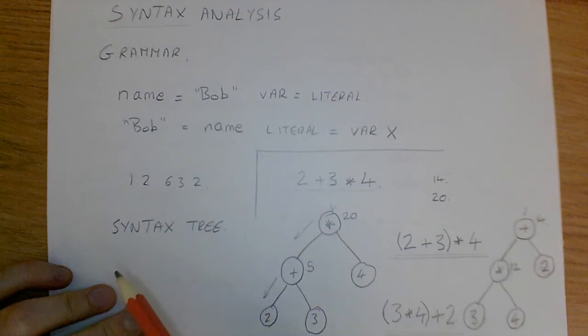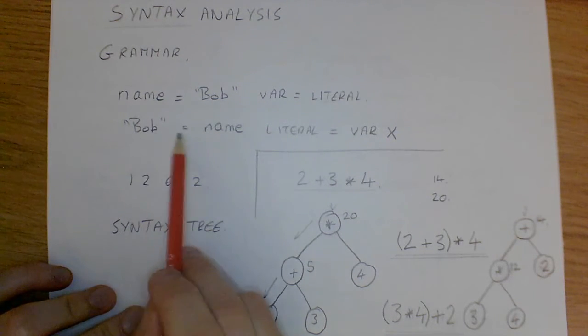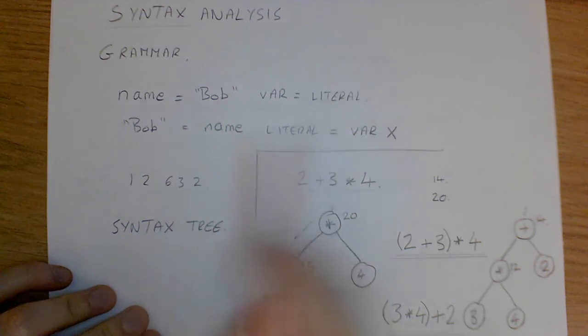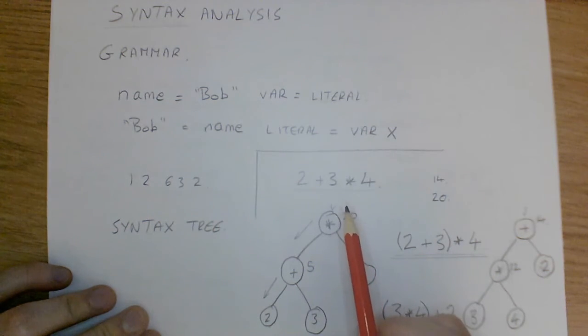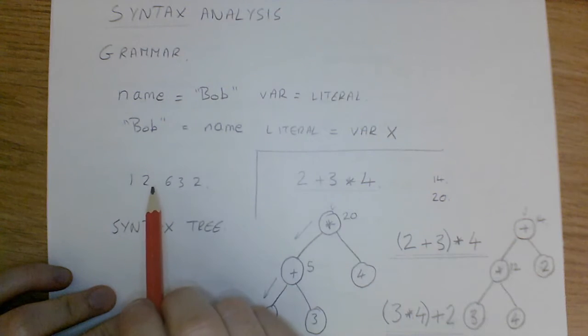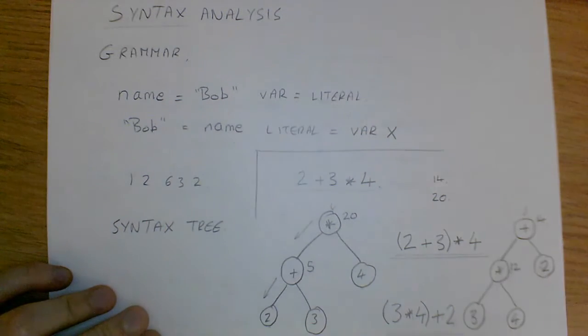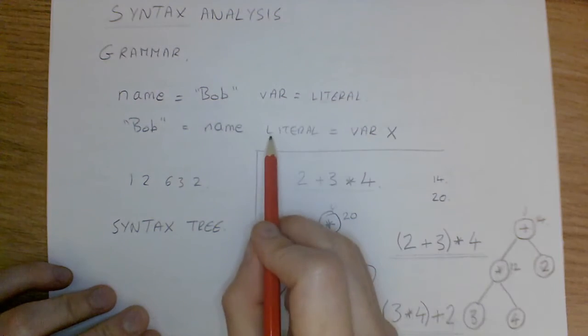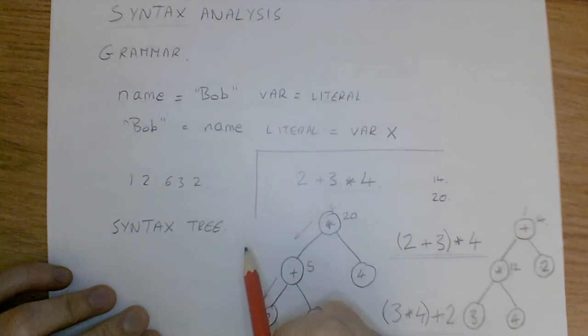However, a grammatically incorrect way of writing that would be to say Bob equals name. A compiler does not like this. Any compiler would say, nope, that's not good. That's an error. I'm going to throw that error to you and say fix it before we move on. And the way that would look would be literal equals variable.